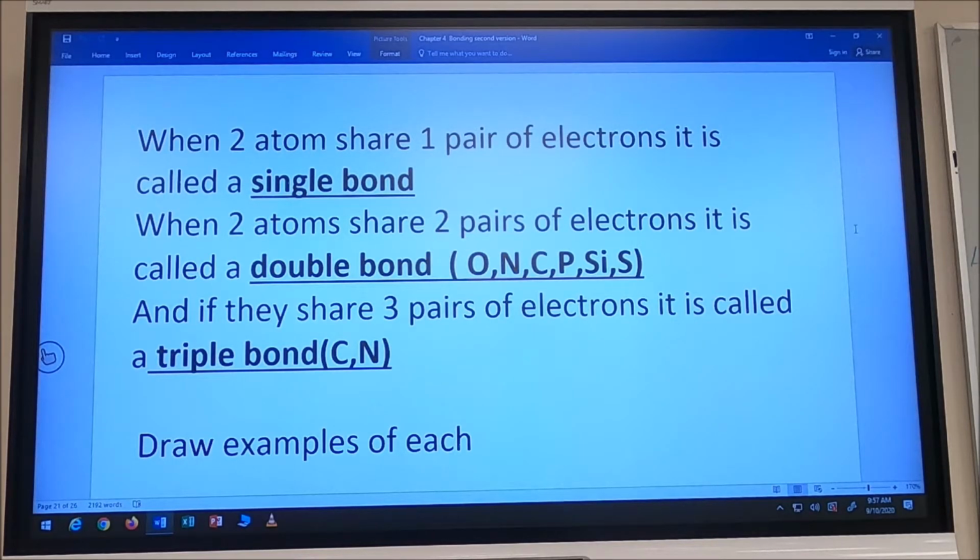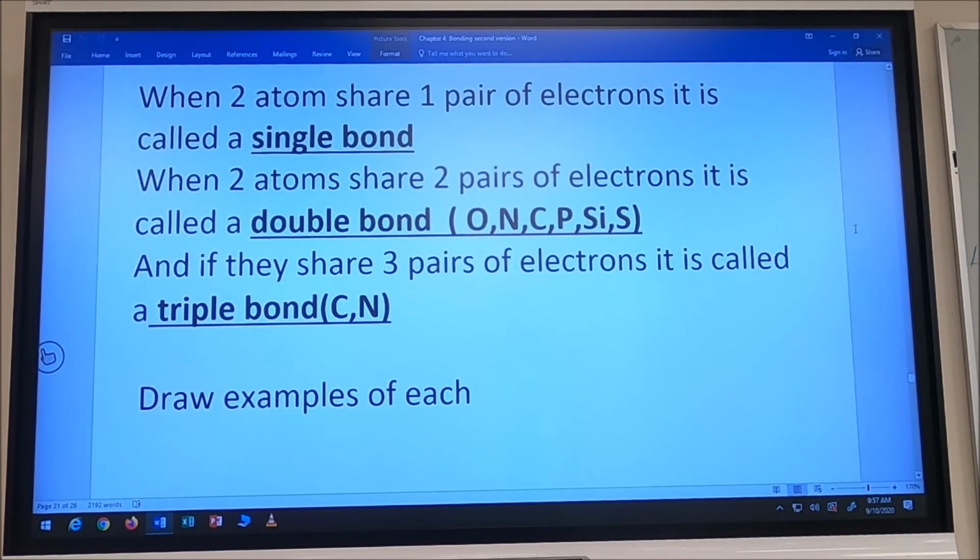Now, there's a limited number of atoms that can double bond. Oxygen, nitrogen, carbon, phosphorus, silicon, and sulfur double bond on a regular basis. There are some other atoms that in extreme circumstances will double bond, but these are the ones that do it easily. And when two atoms share three pairs of electrons, it's called a triple bond. The only two atoms that triple bond are carbon and nitrogen.